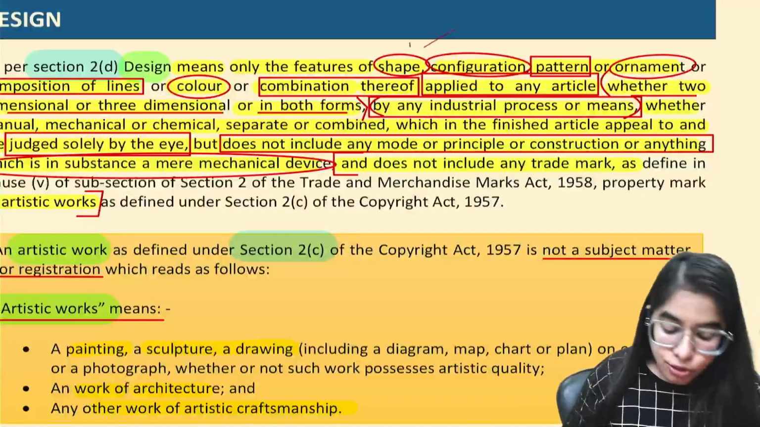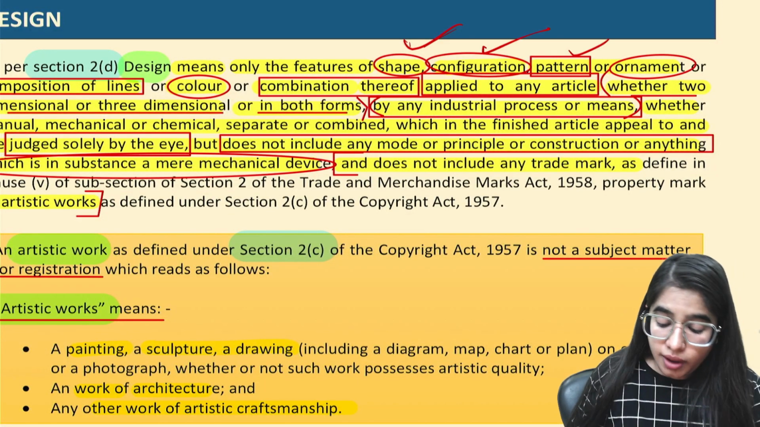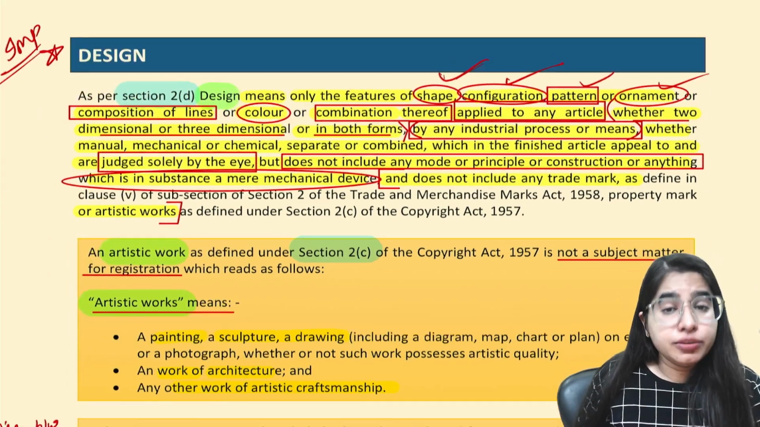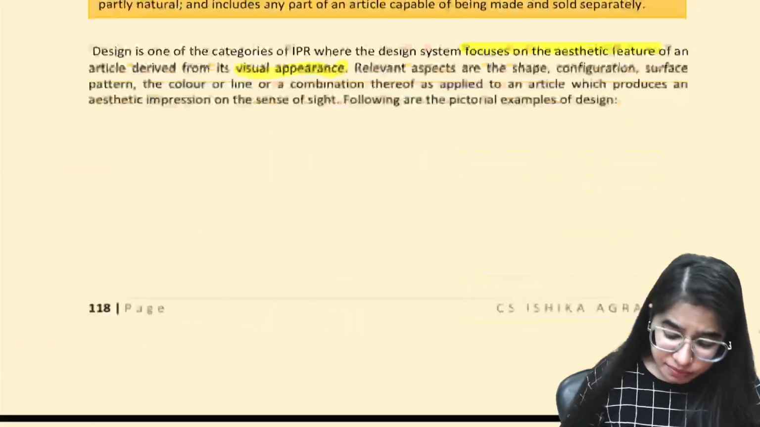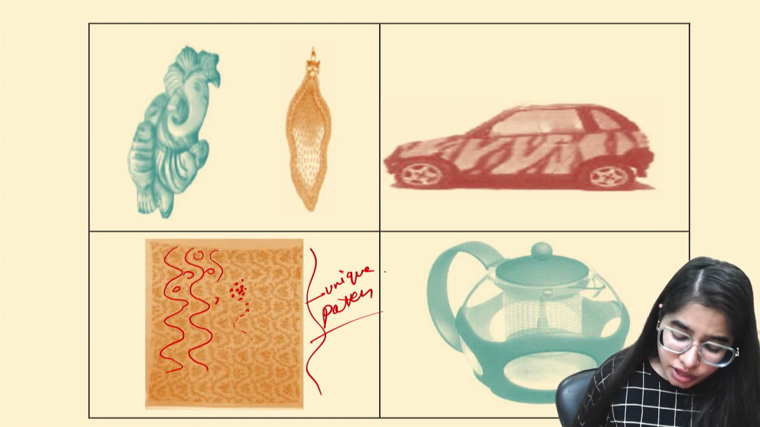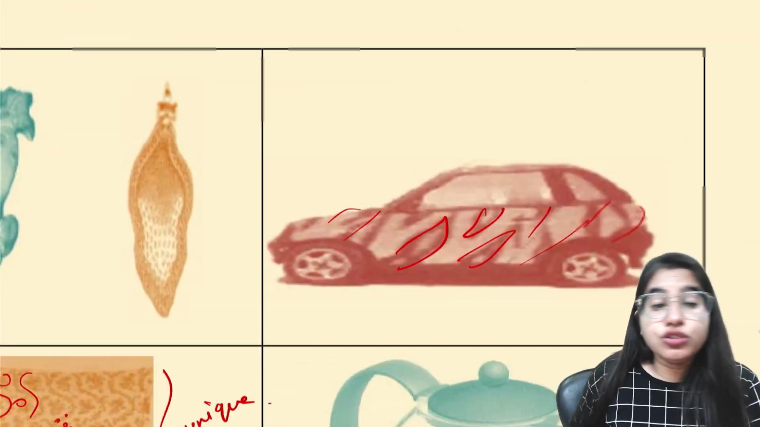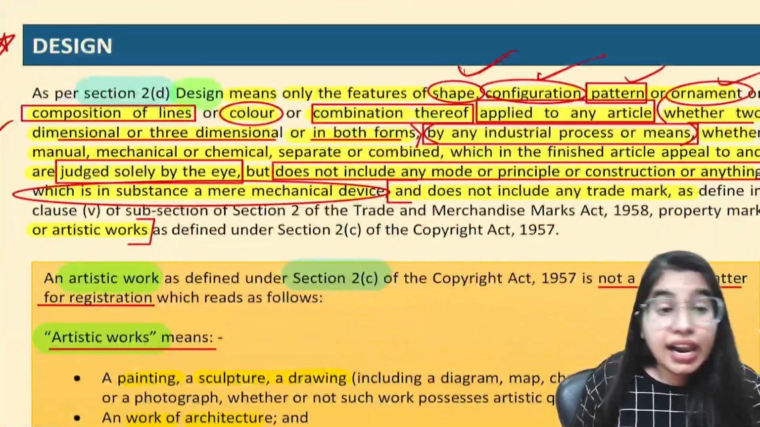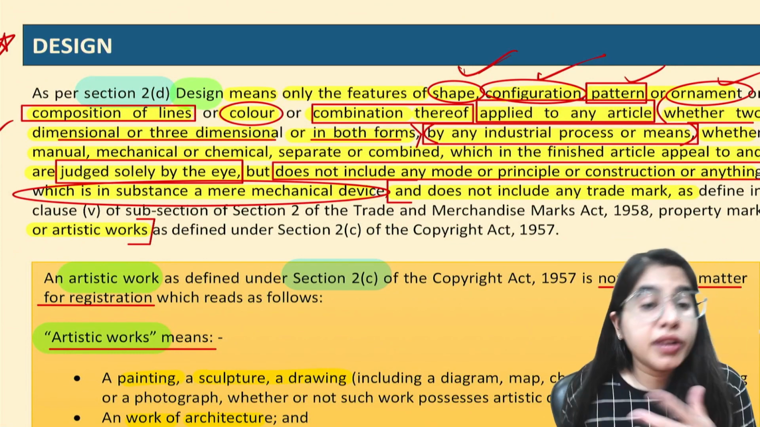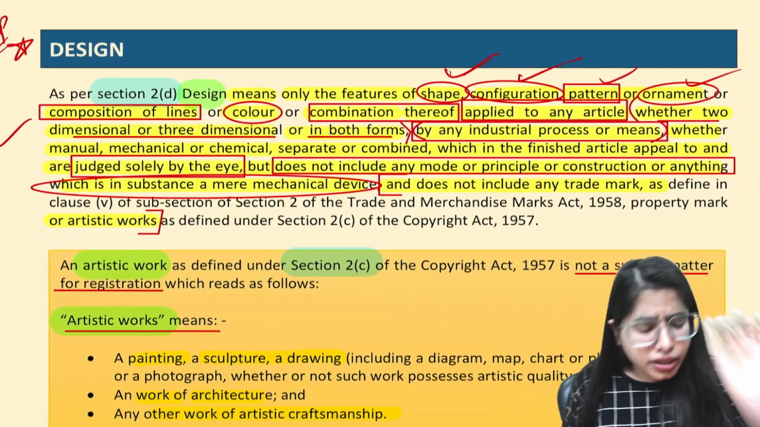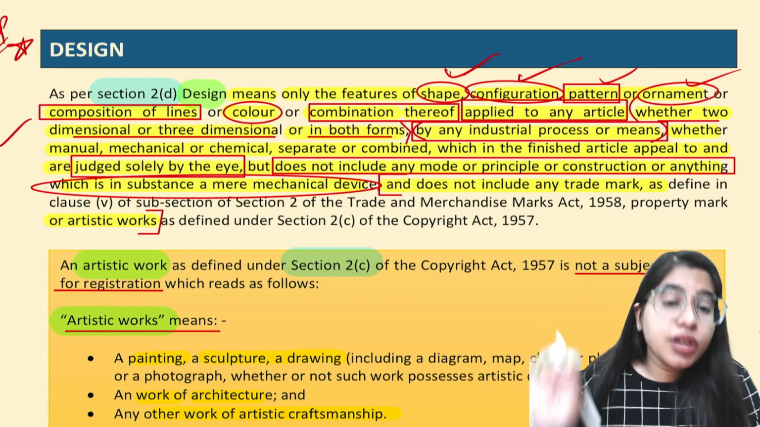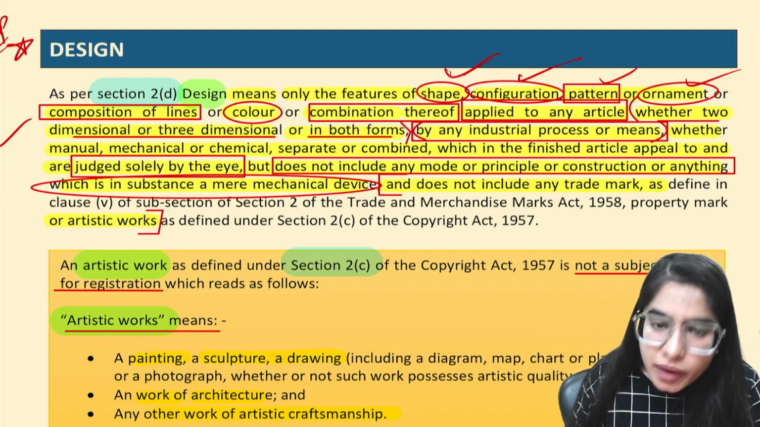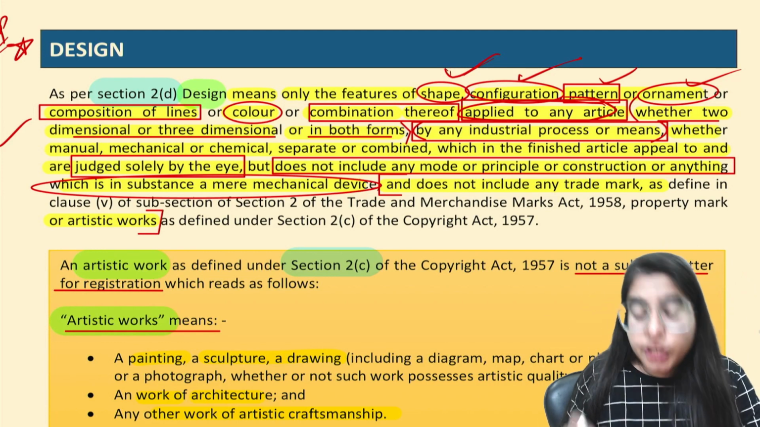Are you understanding? So shape, unique shape, configuration, pattern, ornament, jewelry also, composition of lines, different lines, like in this particular car you made different lines, this kind, this kind, this kind. Yes, this also you can register as a design. Color, different color combinations, color or combination thereof, that also you can register as a design. But listen very carefully, a very important thing: in order to register any design as a design, it should be applied to a particular article.